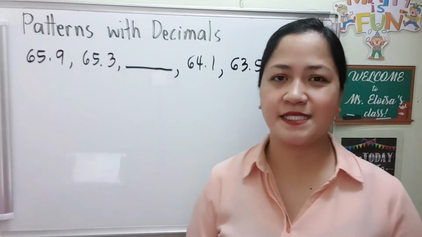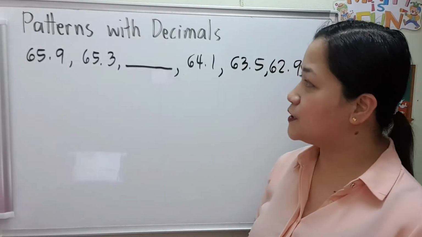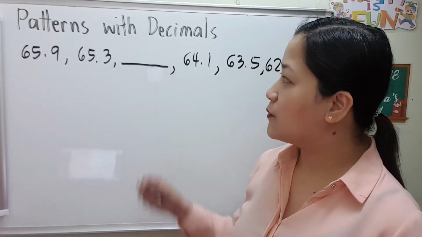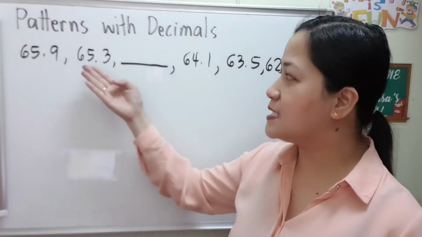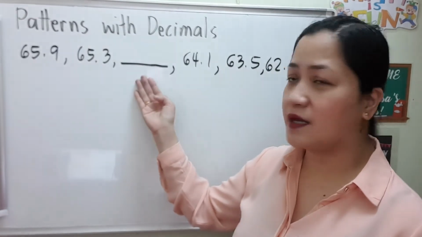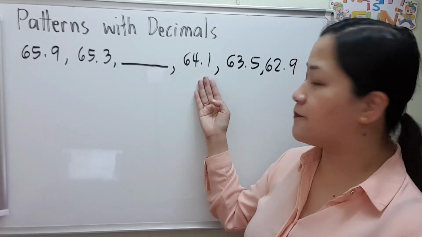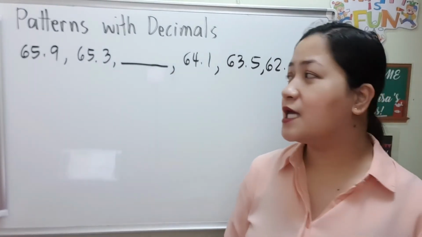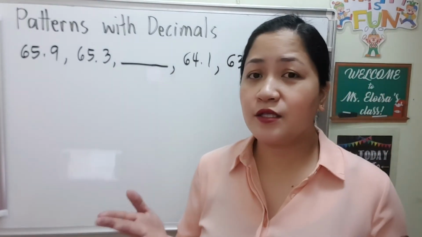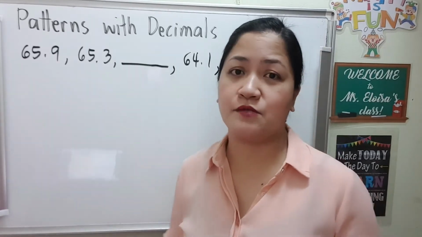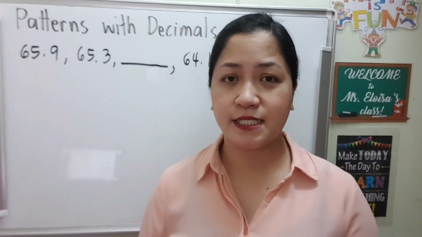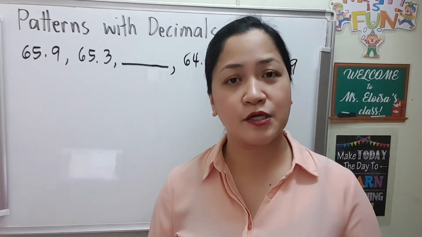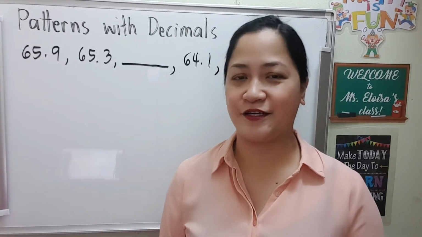Let us answer this next example. Now, first, we are going to find the rule in our sequence. So, we have 65.9, 65.3, we have the missing term, 64.1, 63.5, and 62.9. Now, we may not always use the first numbers. We may use any other terms in our sequence as long as these terms are consecutive or the term comes right after the other one.